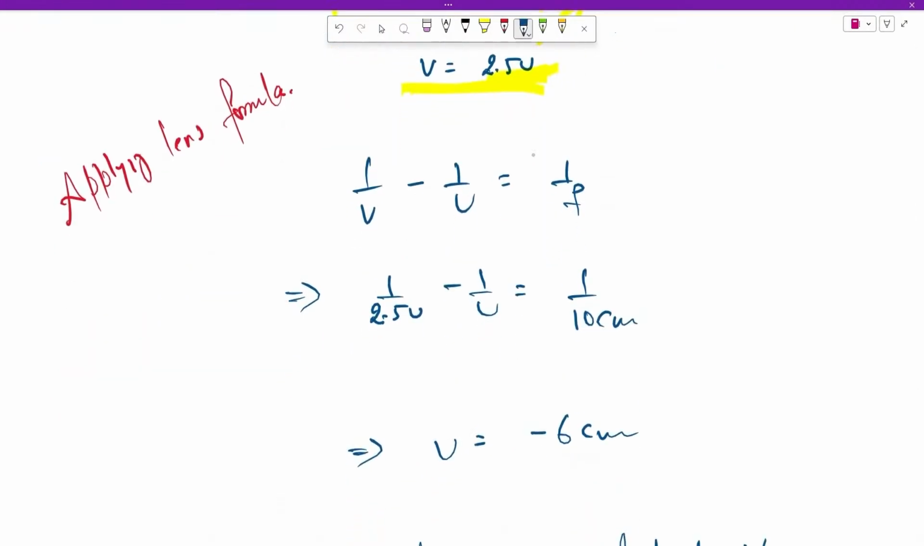So 1 by V minus 1 by U would be equal to 1 by F. Now V in terms of U is equal to 2.5 U, 1 by U is as it is, and 1 by F would be equal to 1 by 10. Now the value of U calculated is minus 6 centimeter. That is, the object should be 6 centimeter away from the objective or the magnifier.